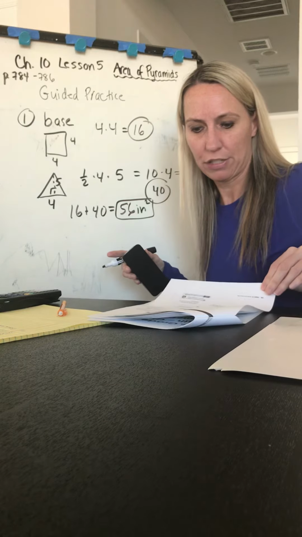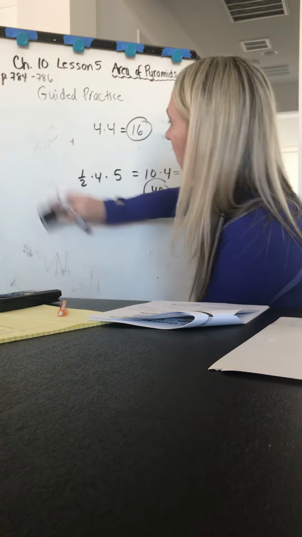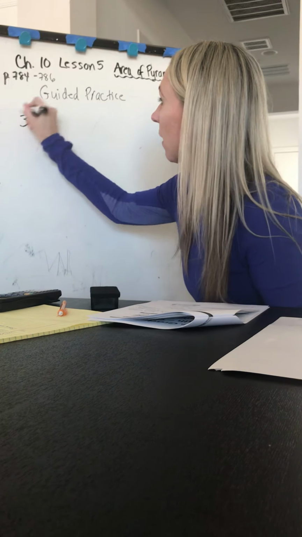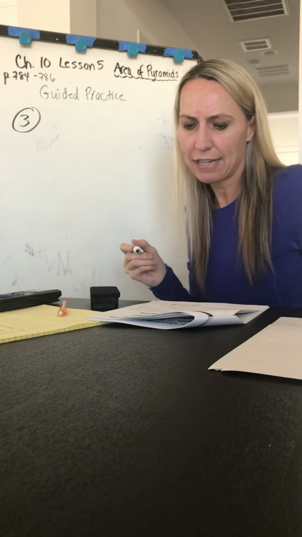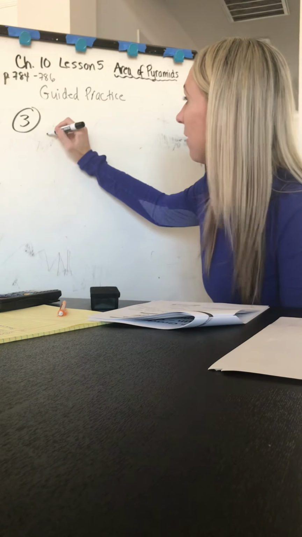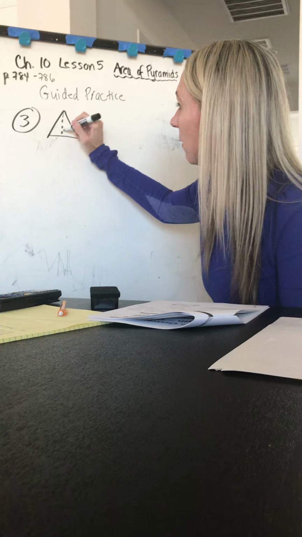So, okay, let's do number 3. I'm on the guided practice. I'm first going to look at my picture and decide if the base is a triangle or a square. And I look at this, and the base is a triangle.